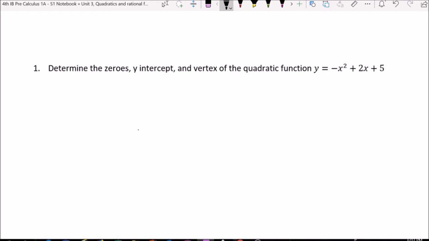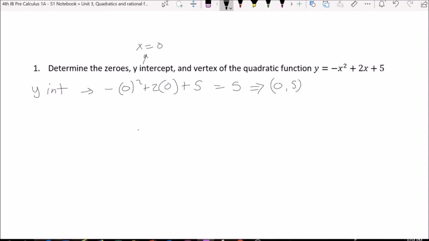So here we go. Question 1 asked us to determine the zeros, the y-intercept, and the vertex. I think the y-intercept is probably the easiest to find. Remember that the y-intercept occurs where x equals 0, so all you would need to do here is plug in a 0 for x. What would that look like? Negative 0 squared plus 2 times 0 plus 5, and that equals 5. If you want to get kind of fancy with it, you could write the entire coordinates, so (0, 5), and that would be good as well.